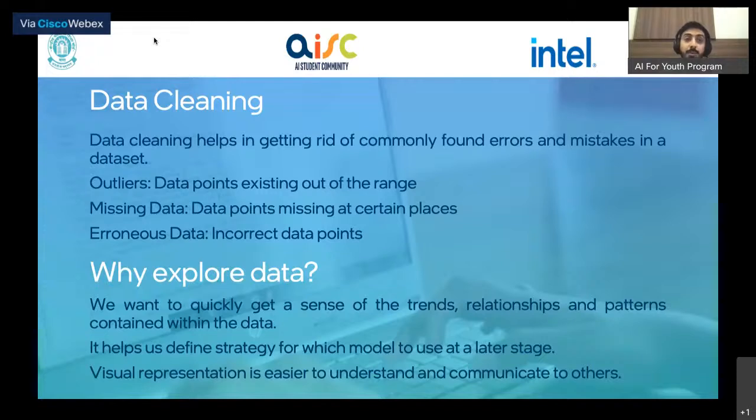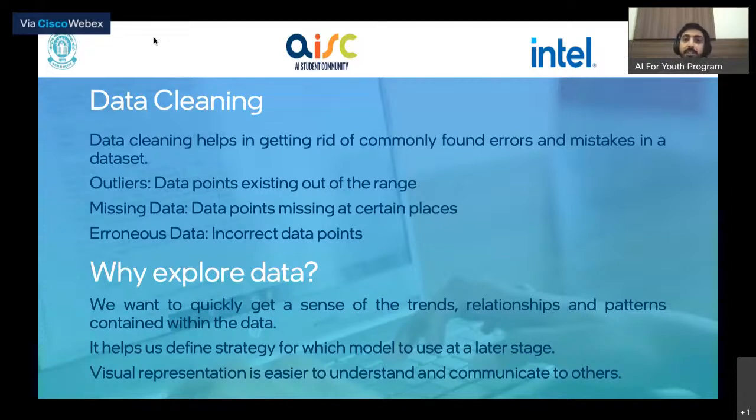It also helps us define the strategy for which model will be used in the modeling stage. Depending upon the type of data that you've collected and the problem you're solving, you will have to select a model in the modeling stage. Exploring the data set makes that easier. Also, if you visualize the data set, it's easier to understand. If you're looking at numbers, it's very hard to make sense of it, but if you are visualizing in the form of various graphs and charts, your job becomes easier.